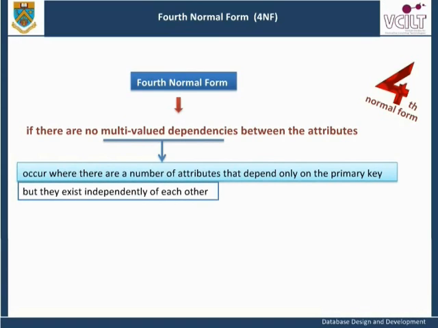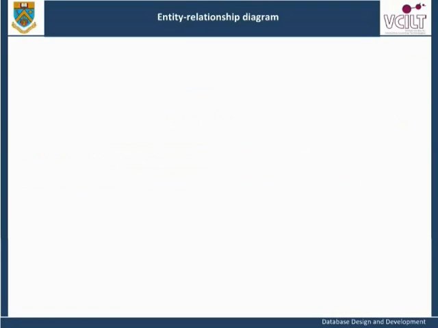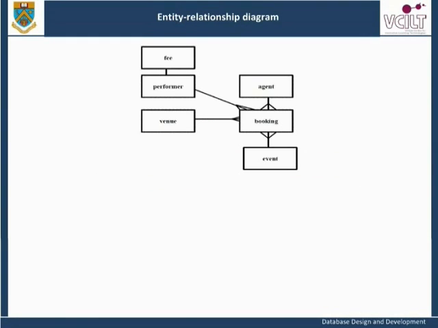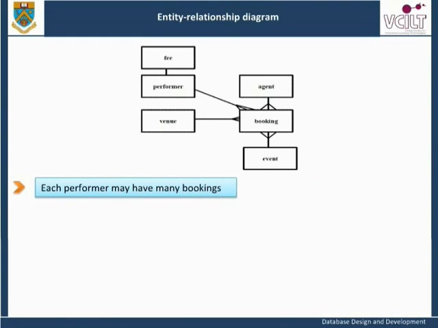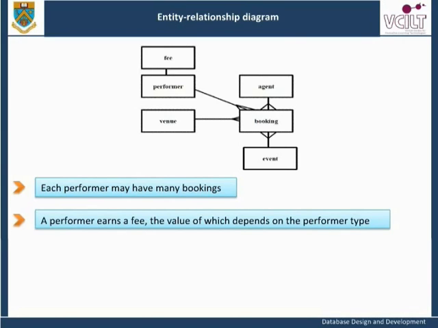This entity relationship diagram represents the following. Each performer may have many bookings, so the relationship between performer and booking is one-to-many. A performer earns a fee, the value of which depends on the performer type, so the relationship between performer and fee is one-to-one. A performer can only be of one type.